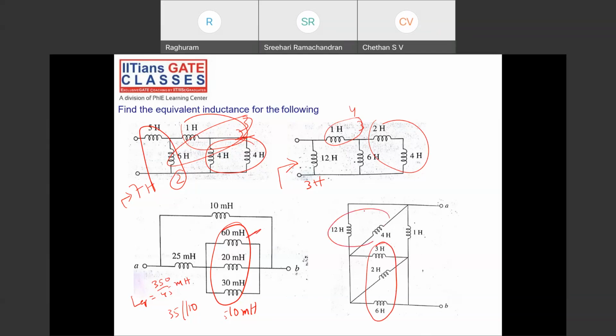12 and 4, 3. Right? 1 plus 3, 4. 4 parallel with 1. Yes, 4 parallel with 1. Correct. This is 3. This is 1 and this is 1. 4 parallel with 1, 4 by 5. Okay, clear? Clear.